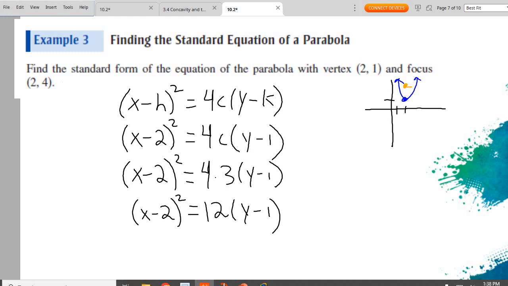Do we all see how we found those values? Why we plugged stuff in the way we did? And how we chose which equation we were going to use to begin with? Yes? Okay.